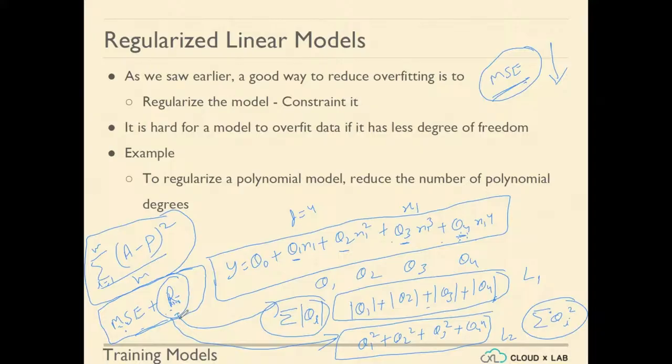Okay. So now let me ask one question. What if I take theta 1 as 0, theta 2 as 0, theta 3 as 0, theta 4 as 0? Let's say all thetas are 0, then what will happen?